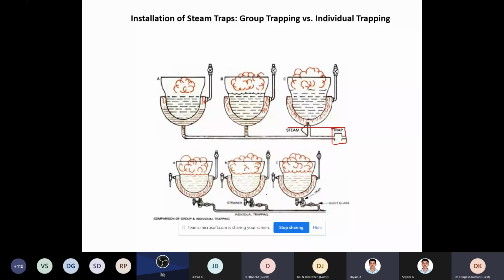Group trapping means, suppose here the condensation is faster, more condensate is coming out like this, it will block the flow of condensate from this. So it may affect the heat transfer here. Where there is a consistent heat transfer, so here also there is a sufficient amount of condensate generated, here also a similar amount of condensate, then this kind of system will work. So you can save on the initial installation cost, monitoring and all that. But where there is a differential heat transfer rate, then the best thing is to go in for an individual trap.